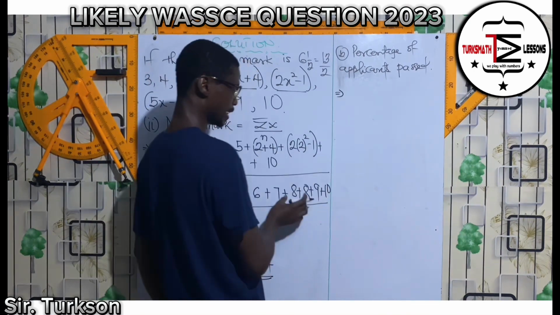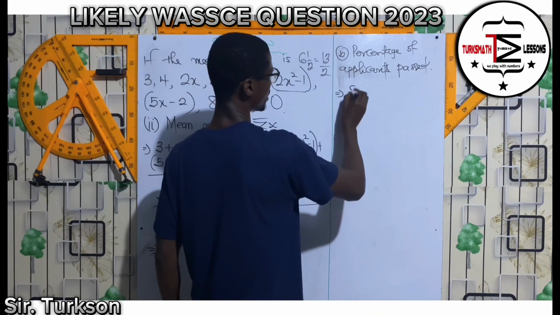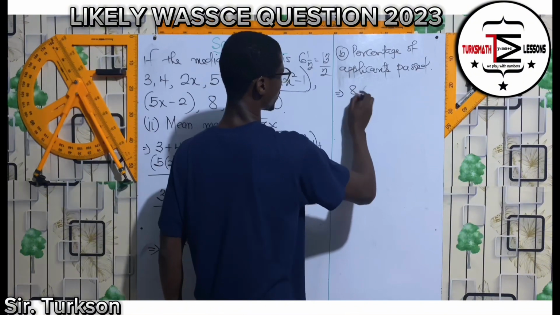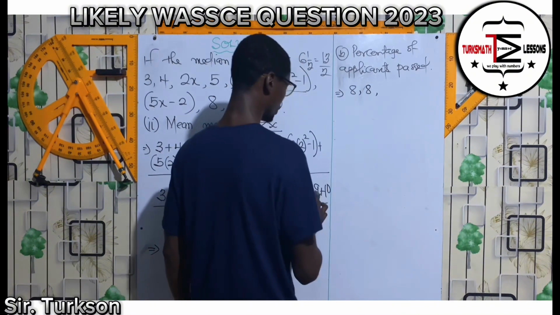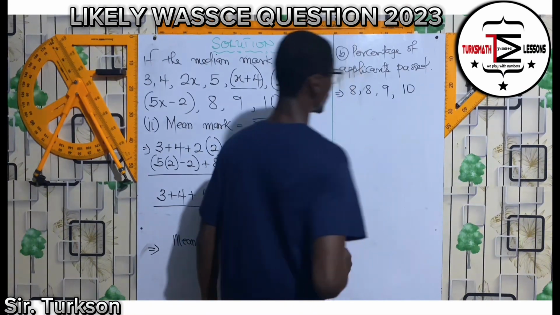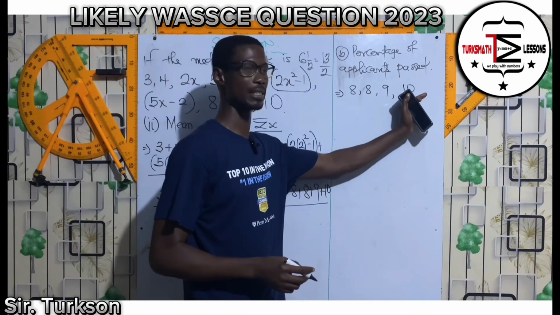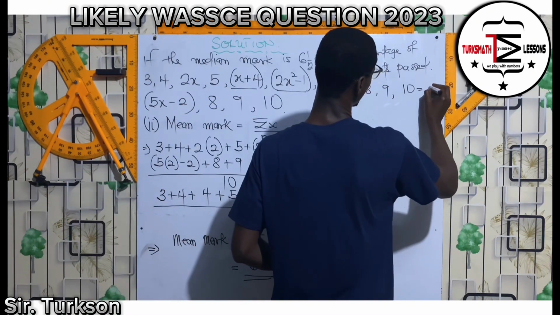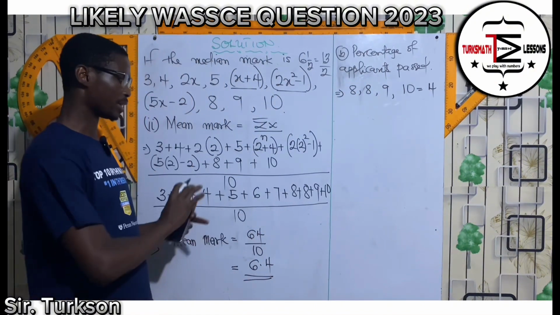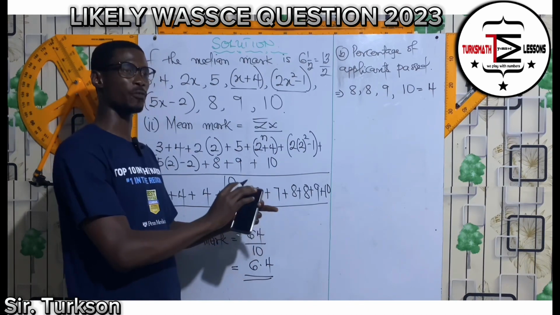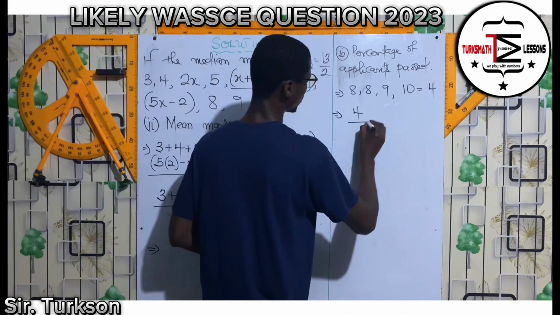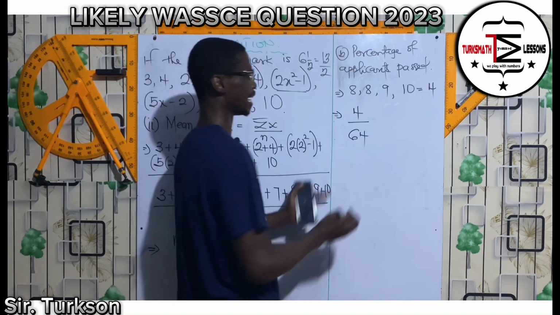So how many people obtained 8? 2. So we have 8, 8, 8, 9, and 10. So with this, how many people had these marks? 4. So here equals to 4. So what's the total number of what? Applicants, the total number. So we have 64. So we're going to have 4 out of 64 multiplied by 100.